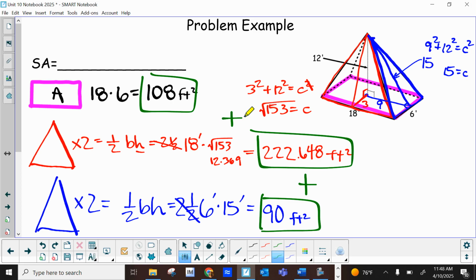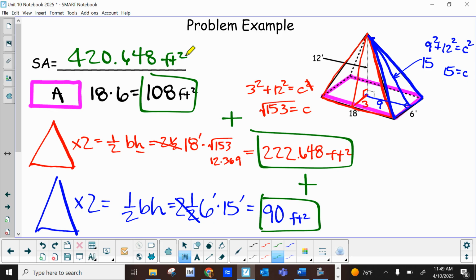So I still have that 222.64770378 in my calculator. And then I'm going to add 108 and I'm going to add 90. And so I get 420.648. 420.648, and this is in feet.